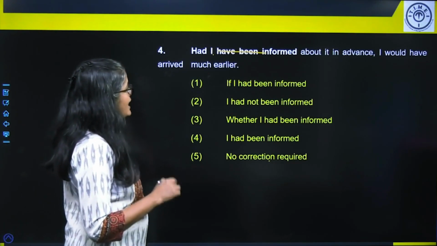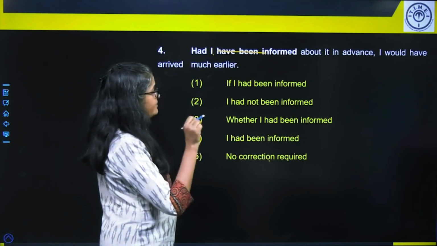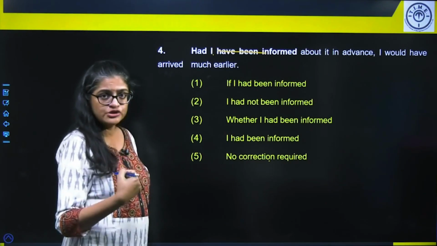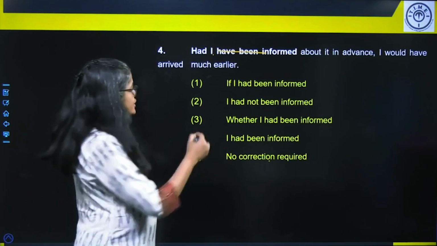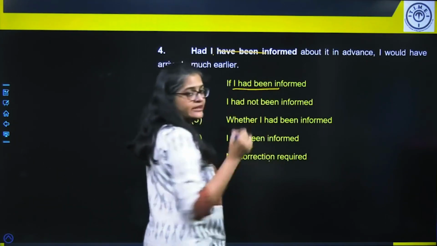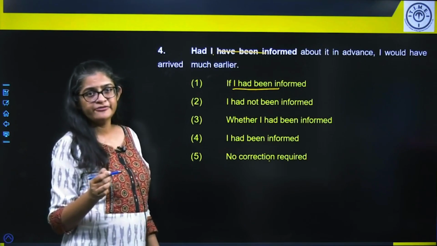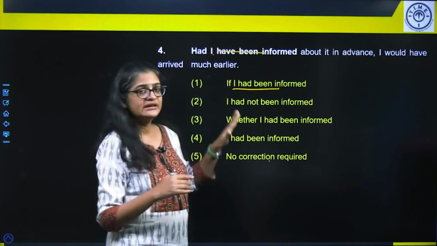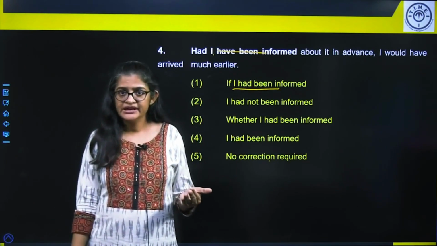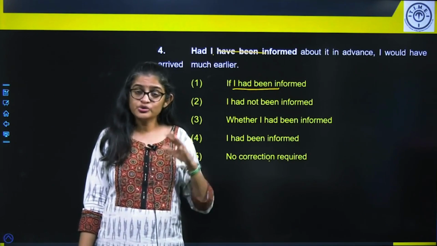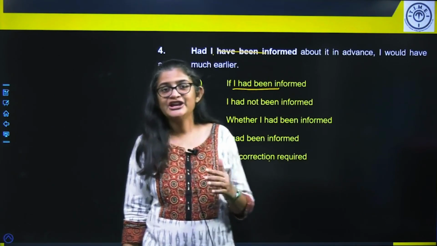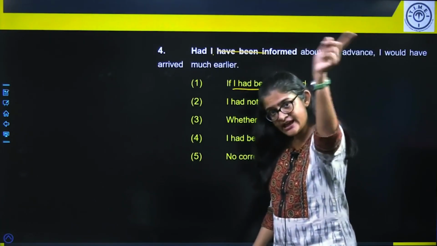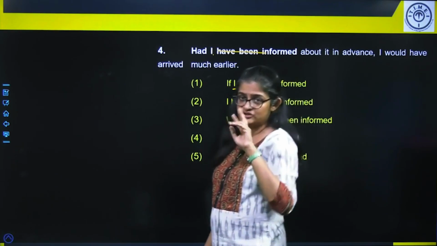If I had been informed about it in advance. If I had been informed. Okay, had been informed. Past perfect means two actions happen in the past. He should have been informed of the event in advance. Then he would have arrived much earlier.